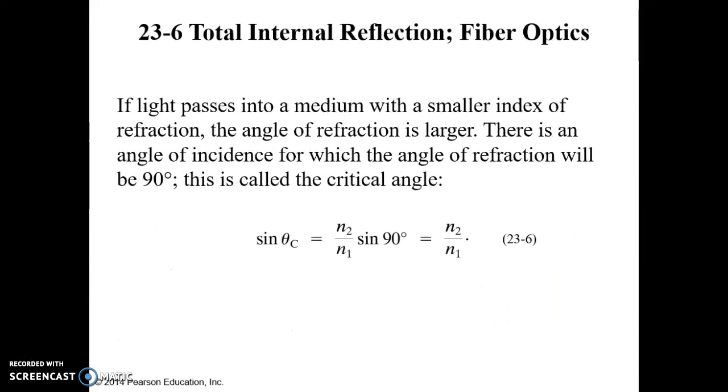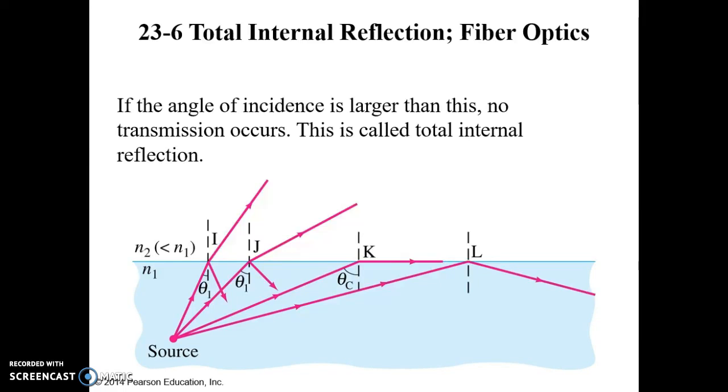Now we know that if light passes into a medium with a smaller index of refraction, the angle of refraction is larger, and points away from the normal. Now there is an angle of incidence for which the angle of refraction will be 90 degrees. This is called the critical angle. Letter K is an example of a 90 degree angle of refraction because the angle of incidence is at the critical angle. Now, if the angle of incidence is larger than this, no transmission occurs, and this is called total internal reflection, as shown at letter L.